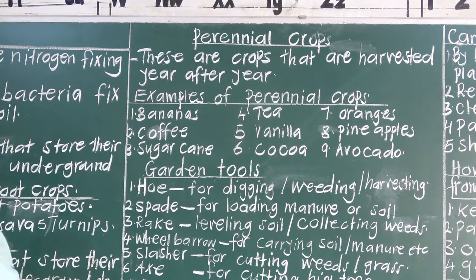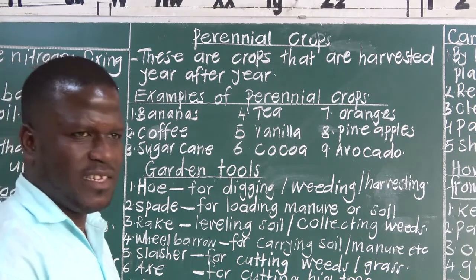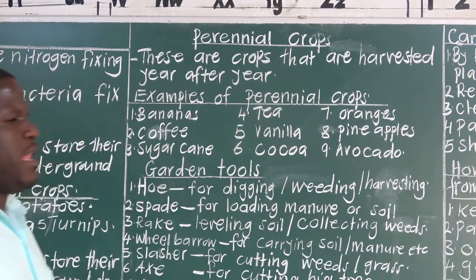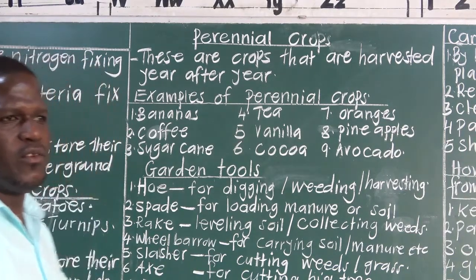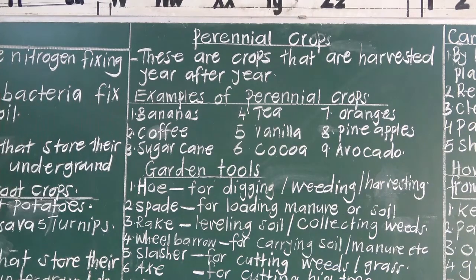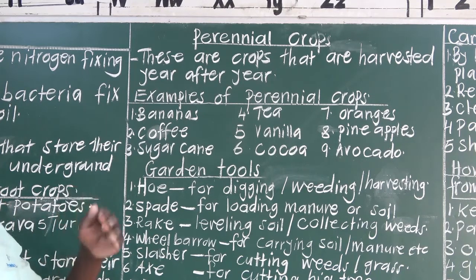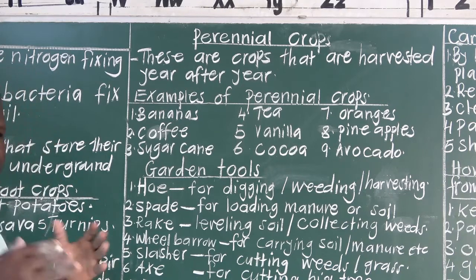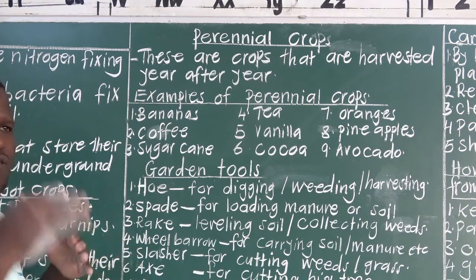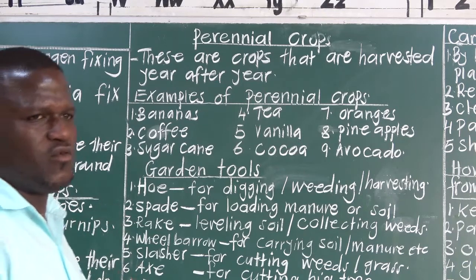Perennial crops are crops that are harvested year after year. You can also define perennial crops as crops that take more than 2 years to grow and mature. So they take many years. They can take 2, 3, 4, 5 years to grow and mature.